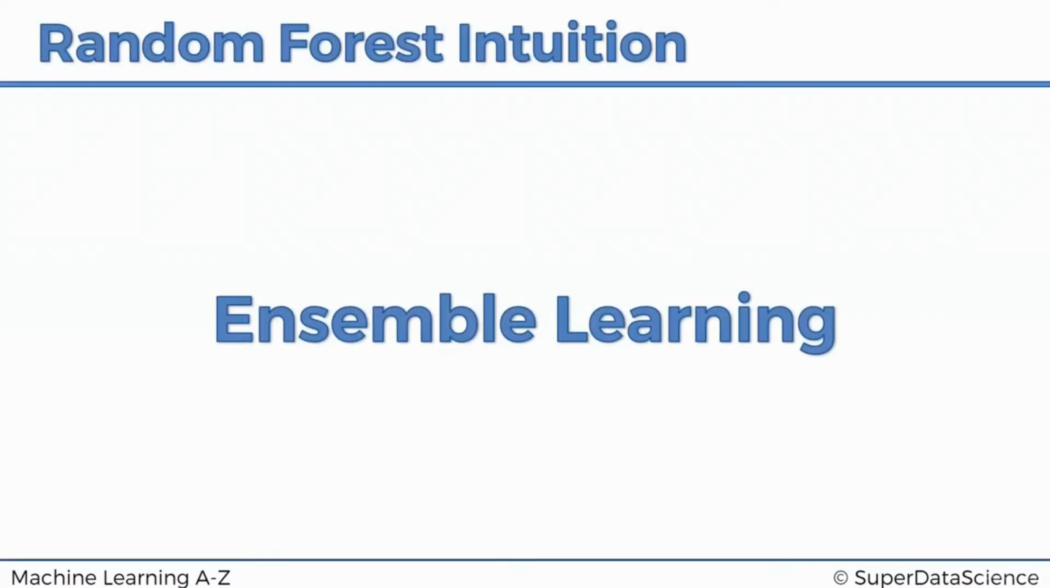Alright, so random forest and ensemble learning. Random forest is a version of ensemble learning. You've got other versions such as gradient boosting, and ensemble learning is when you take multiple algorithms or the same algorithm multiple times and you put them together to make something much more powerful than the original. And let's see how this works.